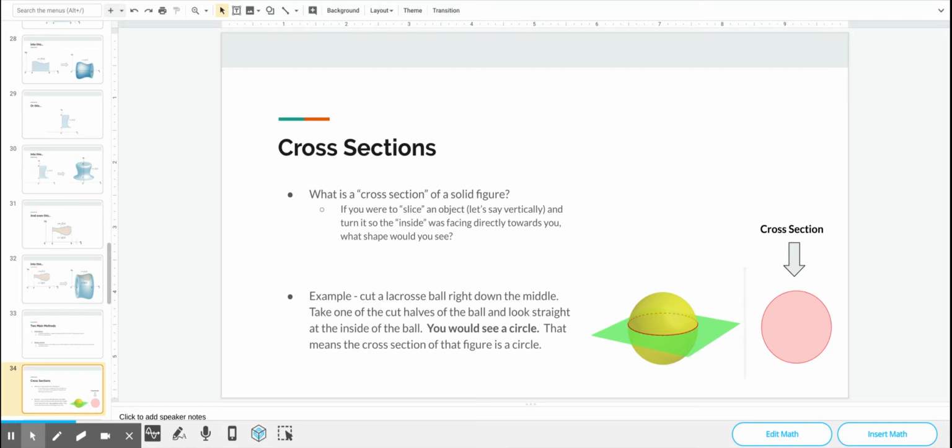So a lacrosse ball, no matter where you cut it, so it doesn't have to be in half, it could be closer to the top or closer to the bottom or sideways or whatever it might be, is always going to be a circle because it's a sphere. So all cross sections of spheres are circles. Now, of course, there'd be different cross sections for plenty of different objects. And in fact, an object could have multiple different cross sections. It just depends on what the object looks like and where you cut it. But this idea of a cross section becomes really important. So make sure you understand what that means before moving forward.